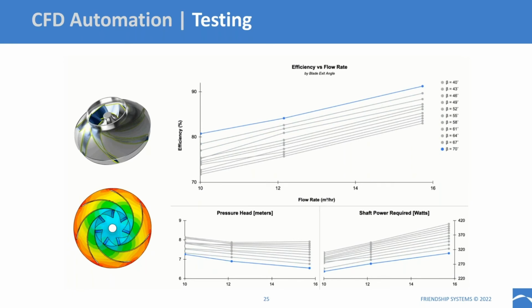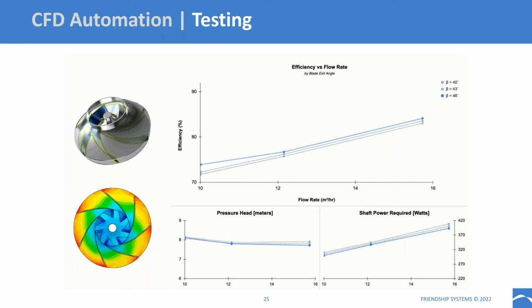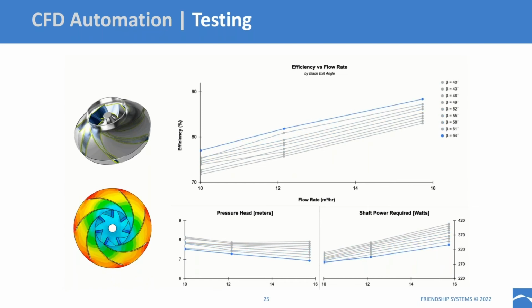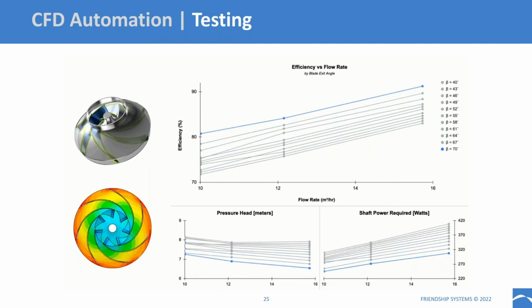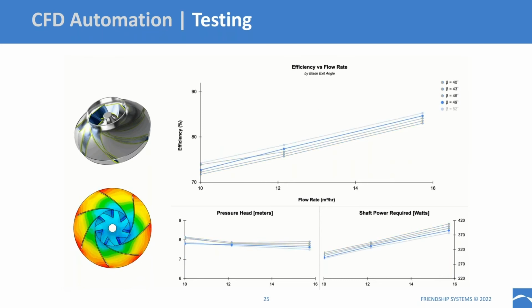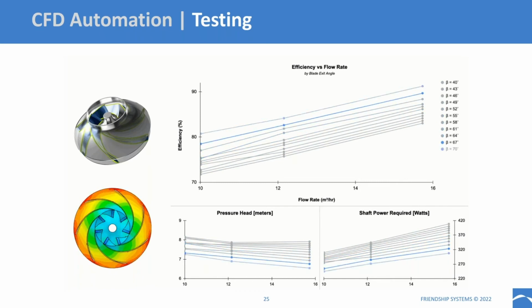And here's just an example for testing purposes where we just did a variation of one of the parameters that I mentioned. This is the blade angle at the trailing edge of the blades. And then in these diagrams, you can see the different results that we get for efficiency, head, and power at the different flow rates and for the different blade exit angles.